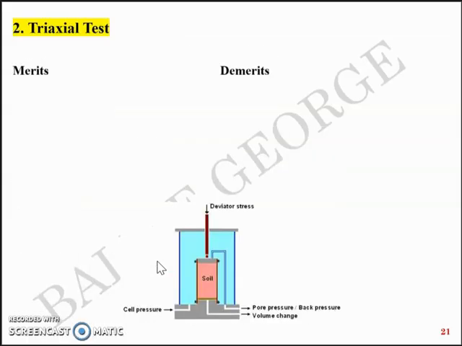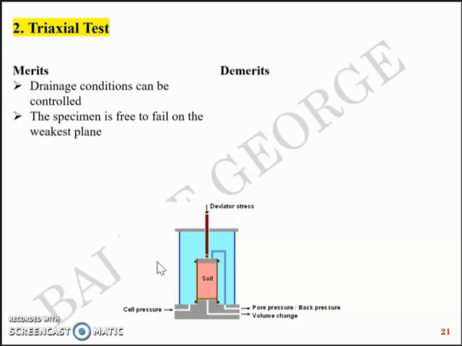A few merits and demerits of the triaxial test are listed here. Merit number 1, the drainage conditions can be controlled. Merit number 2, the specimen is free to fail on its weakest plane, unlike the direct shear test. Third merit is that the stress distribution is uniform on the failure plane.